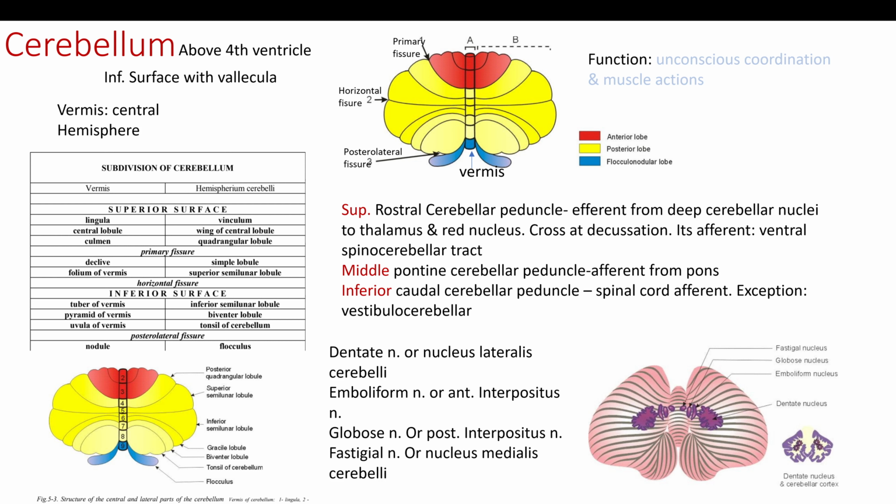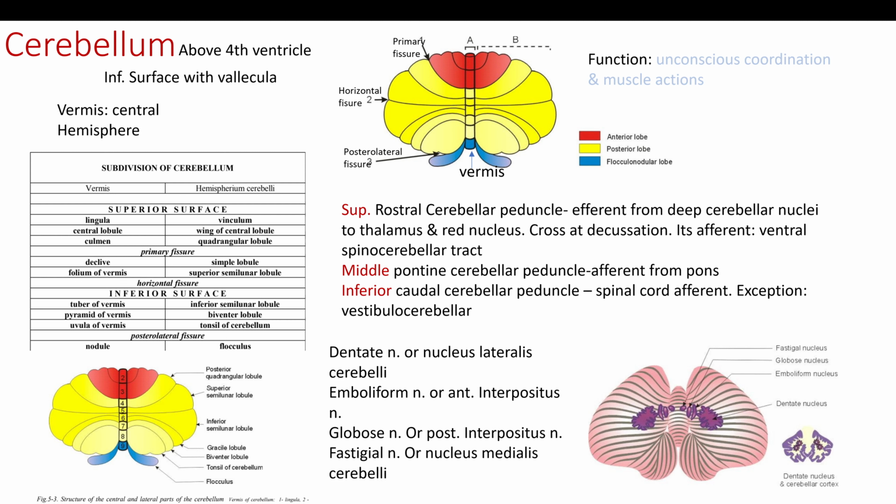It cannot initiate conscious movements by itself, and it communicates with other structures through the superior cerebellar peduncle. It's mostly efferent from deep cerebellar nuclei projecting to the thalamus and red nucleus. They cross in the decussation of the superior cerebellar peduncle. The efferents are the ventral spinocerebellar tract.